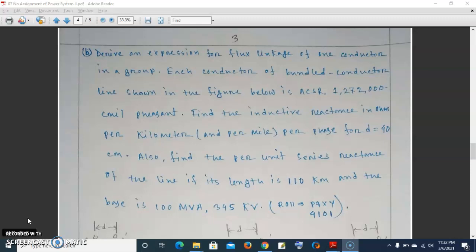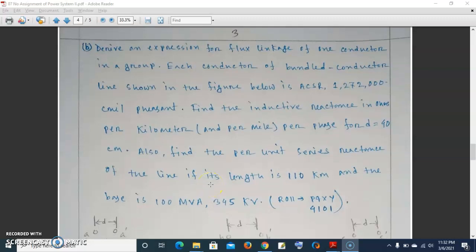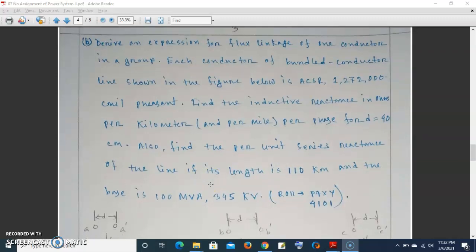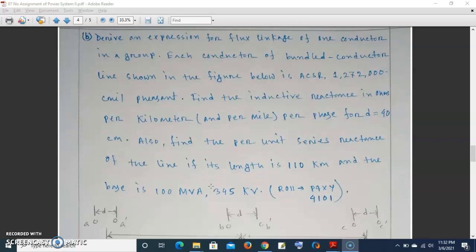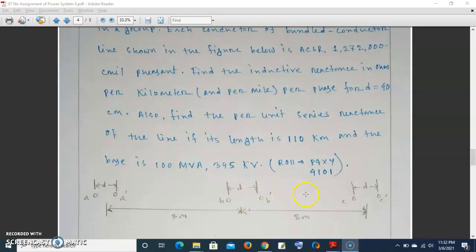Each conductor of the bundled conductor line shown in the figure below is ACSR 1272000 circular mils, Pheasant. Find the inductive reactance in ohms per kilometer and per mile per phase for D equal to 40 centimeter. Also find the per unit series reactance of the line if its length is 110 kilometer and the base is 100 MVA, 345 kilovolt.